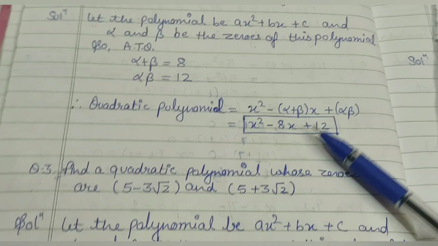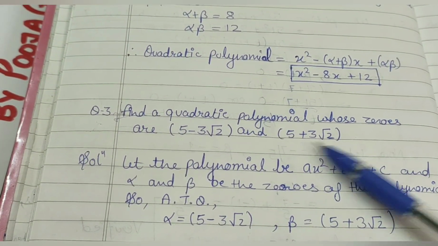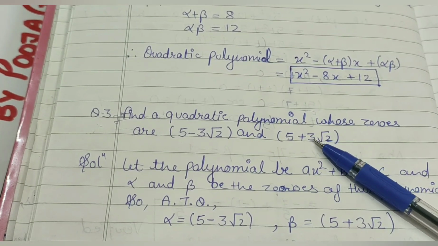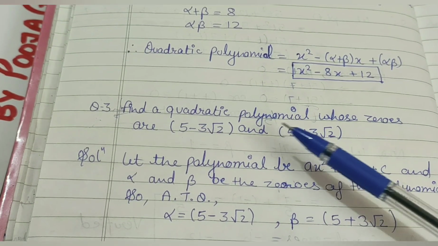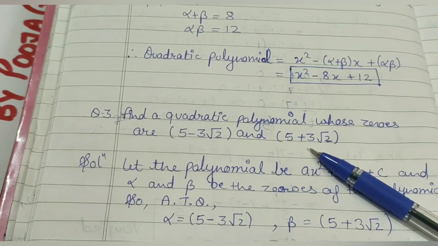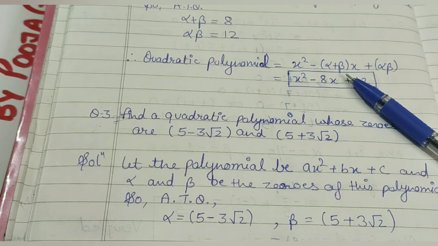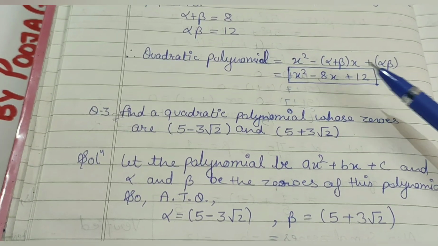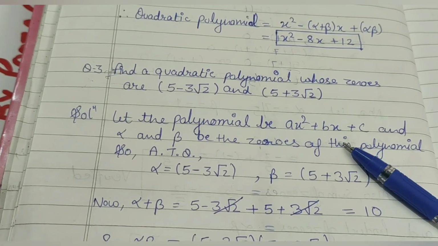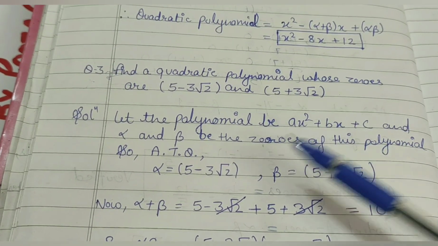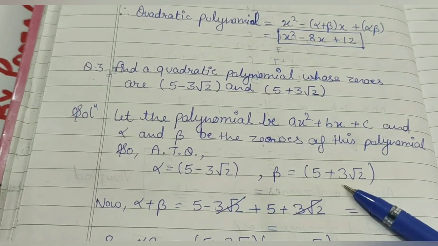Now the third type. In this case, find the quadratic polynomial whose zeros are this and this. This time we don't have the sum or the product, we just have the zeros, so we can let them be alpha and beta. But for finding the quadratic polynomial I need the sum and product, so we will find them separately. The start is again similar. Let the polynomial be ax square plus bx plus c and alpha and beta be the zeros of this polynomial. Let this be alpha and this be beta.